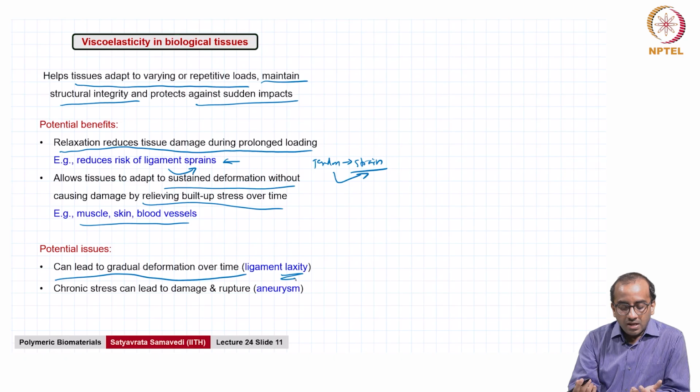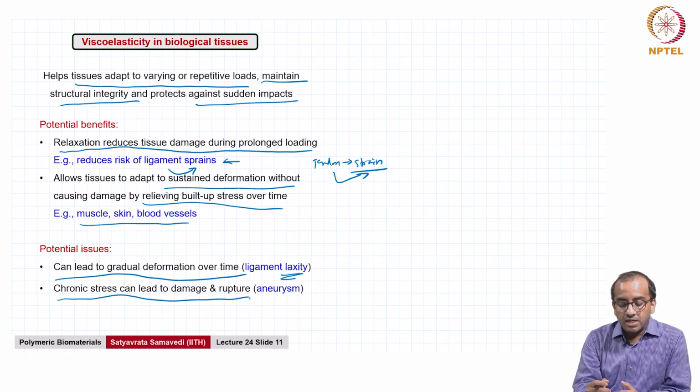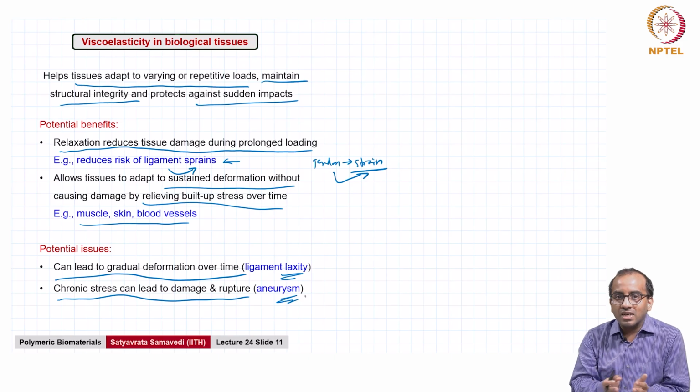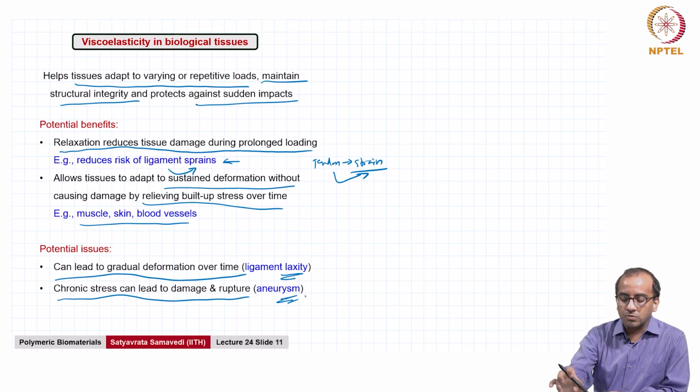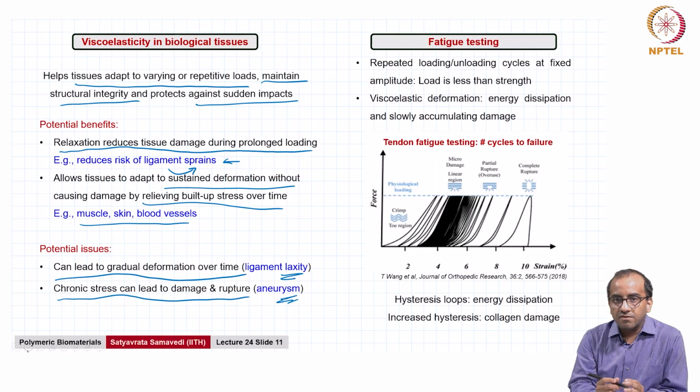ligament itself, right. Of course, you can have other kinds of chronic stresses, for example, in blood vessels leading to damage and rupture. Essentially like an aneurysm, where the blood vessel in some places where there is extensive stress concentrations can bulge out and eventually with enough force it can rupture, right. That is what an aneurysm is. So, these are some potential issues that you can see with viscoelasticity, but again, depending on the context, depending on the time frame, depending on the temperature, depending on the location, all of that, viscoelasticity has to be understood and contextualized. Now, one last aspect of viscoelasticity that we will see is fatigue testing and hysteresis.